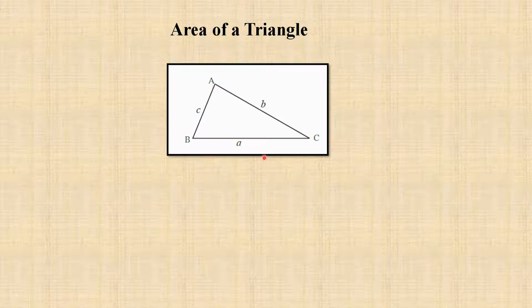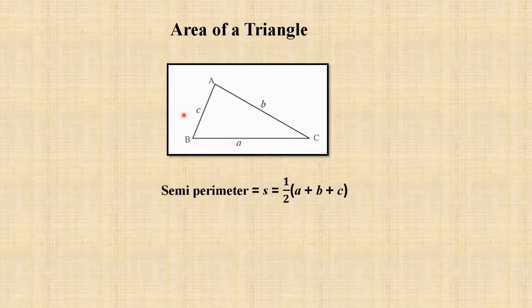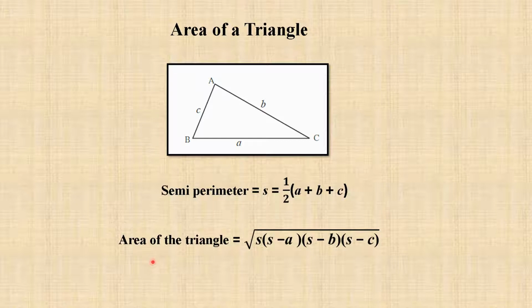So you see ABC is a triangle and the sides of this triangle are denoted by small letters a, b, c. So first we'll find the semi-perimeter of the triangle. The semi-perimeter formula is s equals half into a plus b plus c. So a, b and c are the lengths of the sides of the given triangle. Then we can use the area of a triangle formula. This formula is also called Heron's formula. So area of a triangle is equal to under root of s multiplied by s minus a multiplied by s minus b multiplied by s minus c.